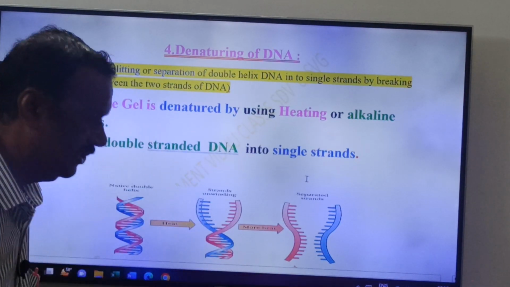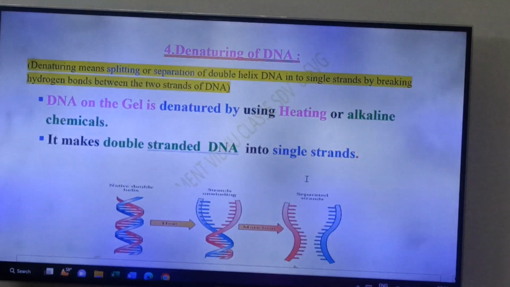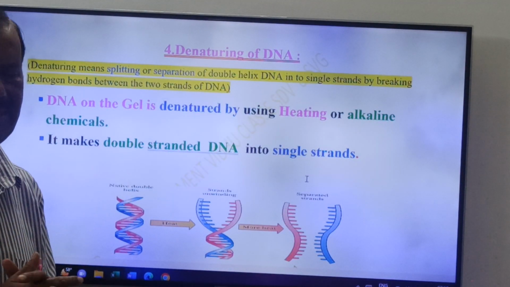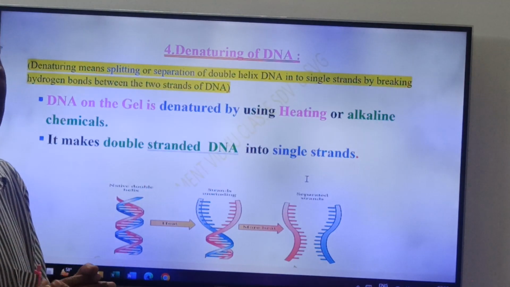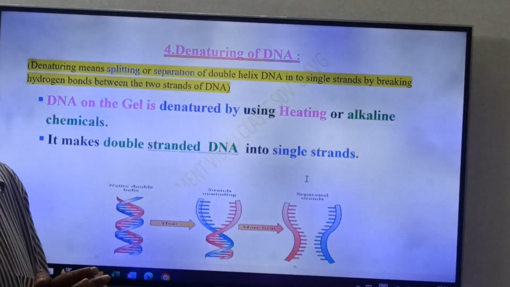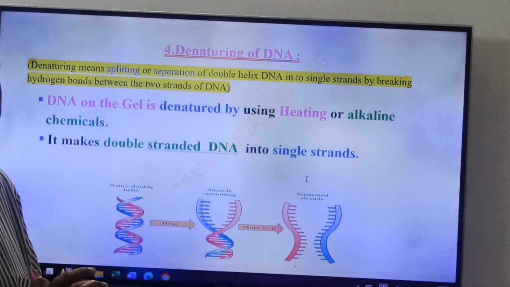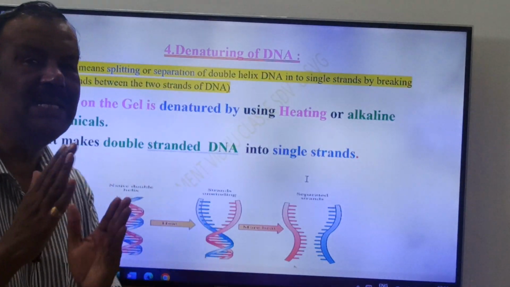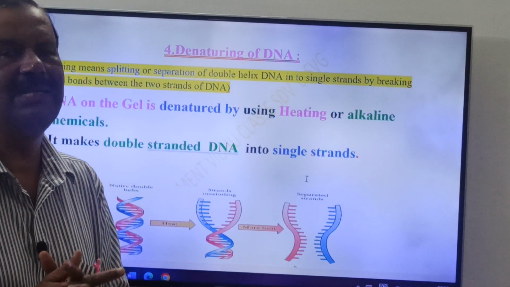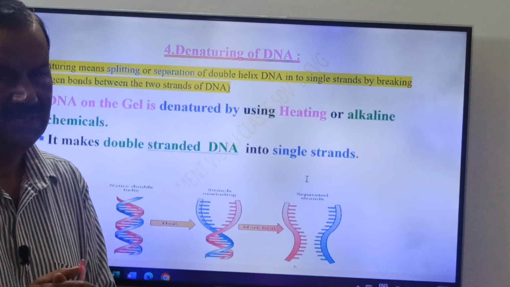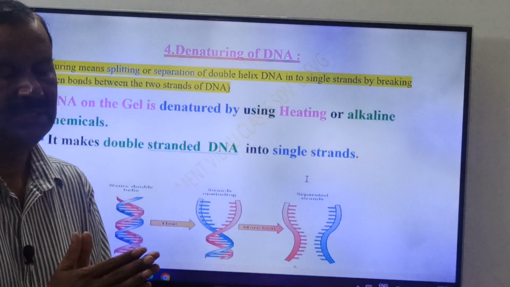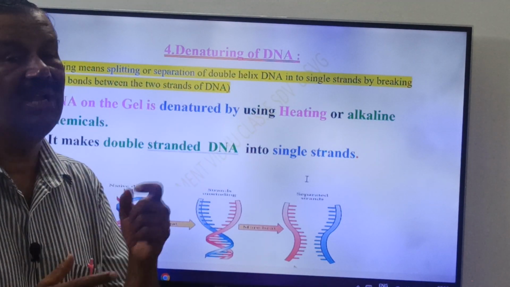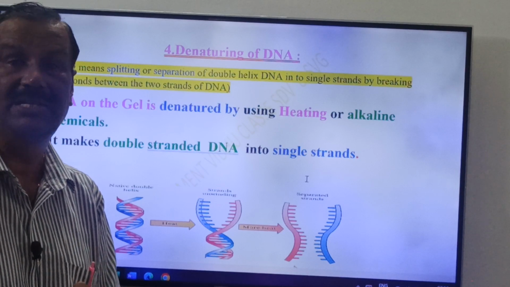Now come to the fourth one, friends. Denaturing of DNA. Here first you should know what denaturing is. You know friends, DNA has two strands. It is double helical in shape. Conversion of two-stranded DNA into single-stranded DNA is called denaturing. First, you should know the definition of denaturing, friends.